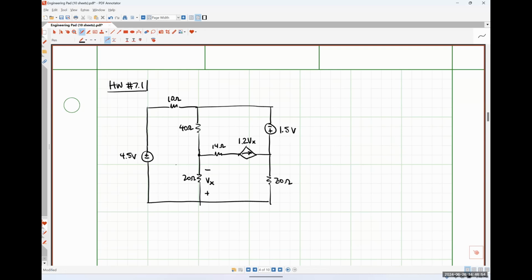So I'm going to define my mesh currents. So this is going to be a mesh current IA. This is a mesh current IB. And this is a mesh current IC.